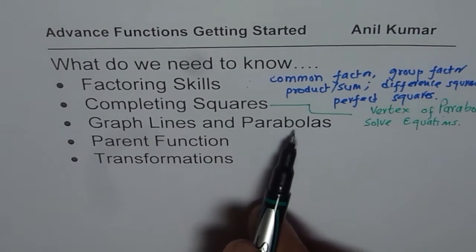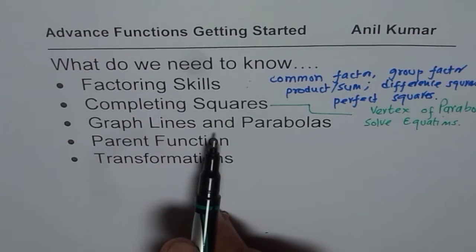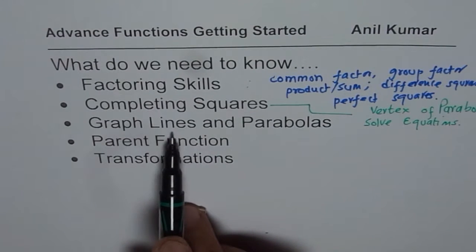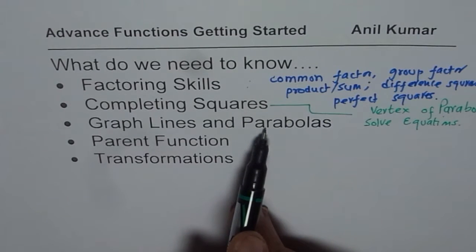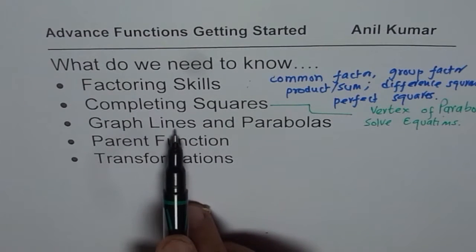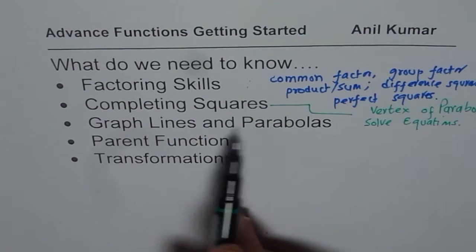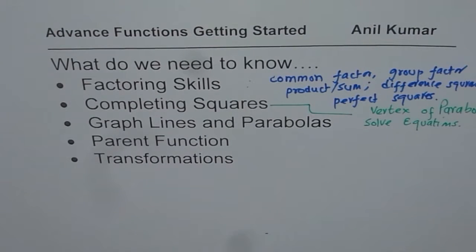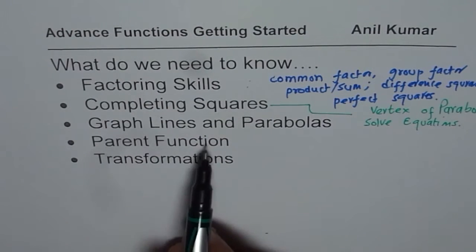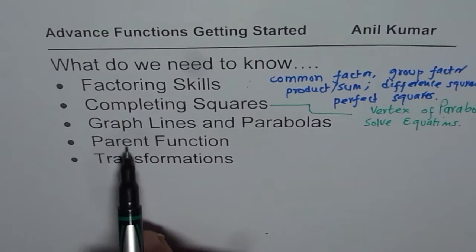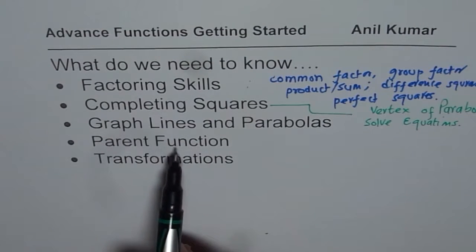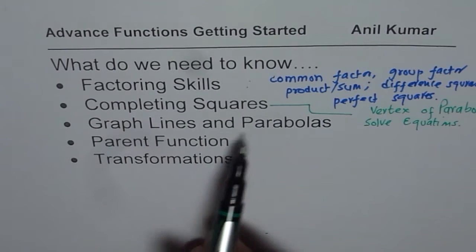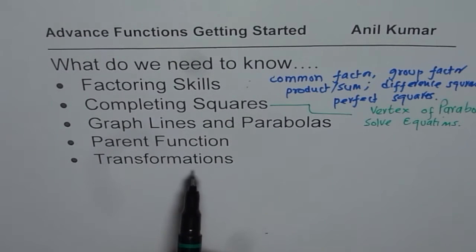Graphing lines and parabolas is the next very important topic. You're going to graph many different kinds of functions. Lines and parabolas are the very basic. That means these are the polynomials, of degree 1 and degree 2 respectively. We will deal with many functions which we'll discuss in parent functions. So I'll provide you a link for parent functions and also see how to graph lines and parabolas. We can have a review on this also.